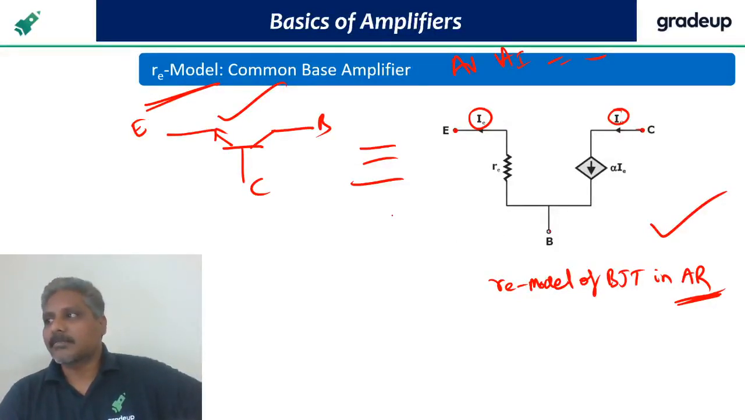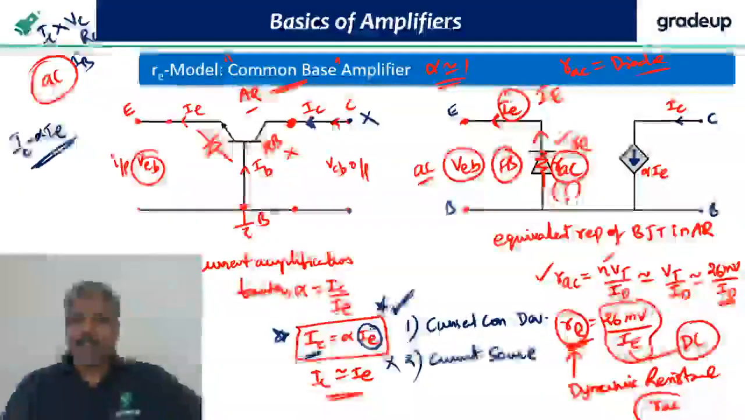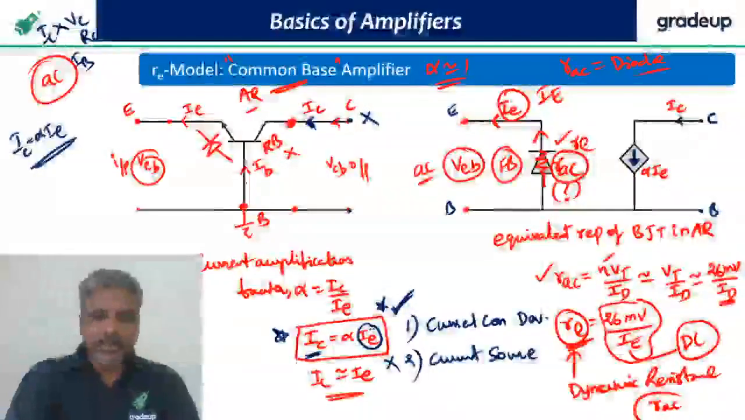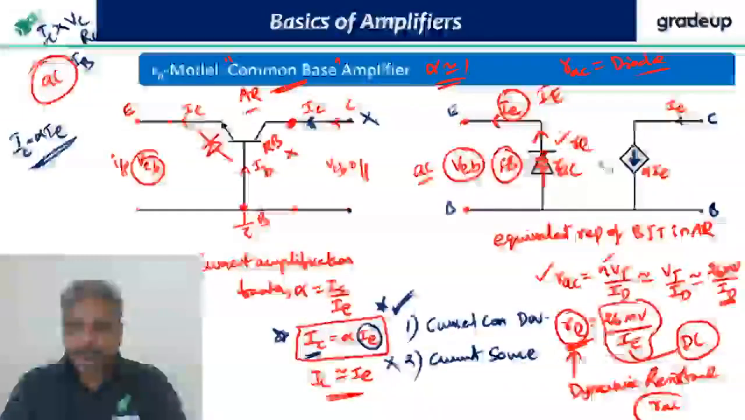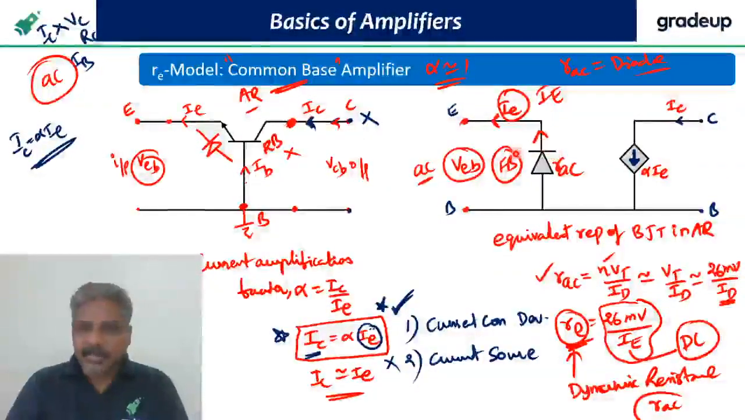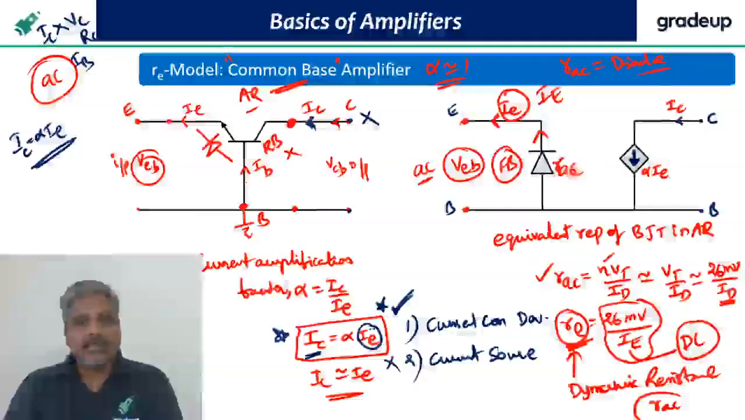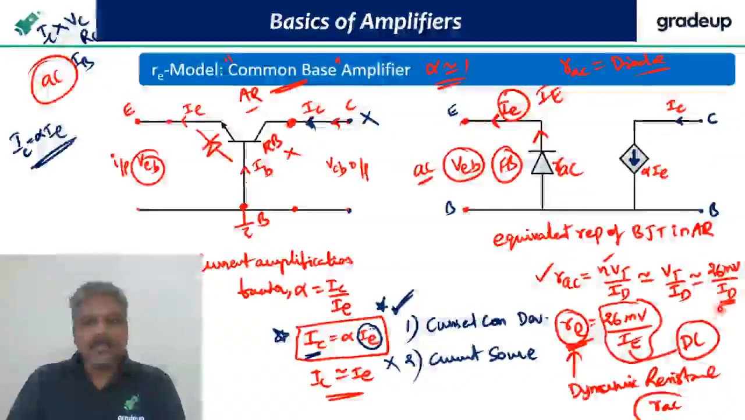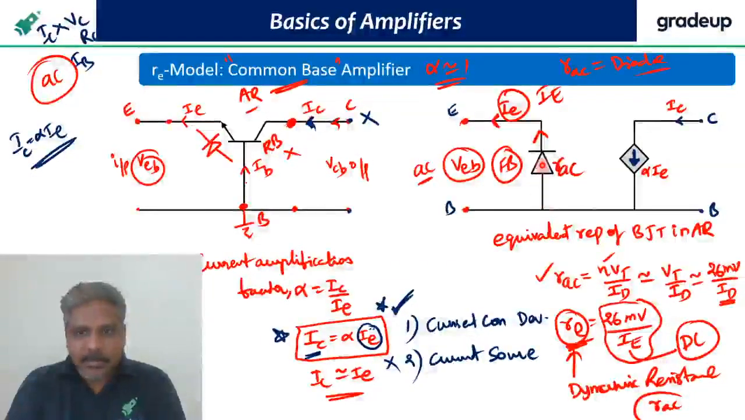Got it, guys? Let me tell you once again. Whenever a forward biased junction is applied with an AC signal, it offers a resistance. That resistance is called dynamic resistance. How much is the dynamic resistance? This dynamic resistance is equal to 26 millivolts by ID. What is ID now? ID is nothing but the current flowing through the junction, right?